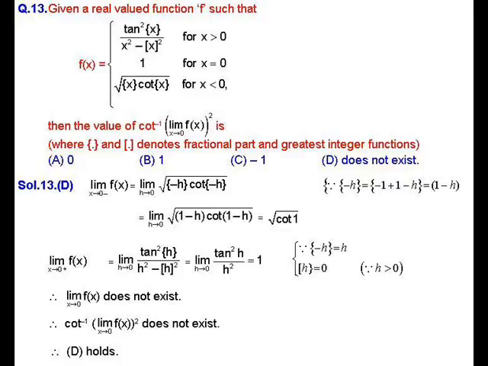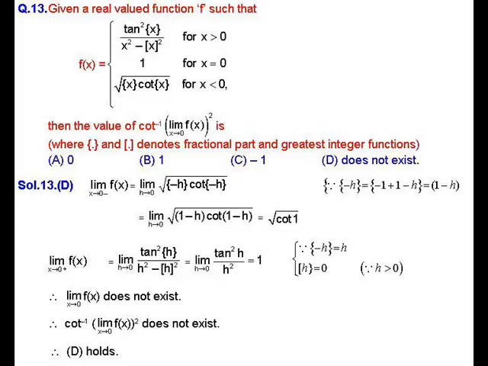Solution of question number 13. In this question we have a function and we have to find the value of cot inverse of the limit as x tends to 0 of f(x) to the whole square. So firstly we have to evaluate this limit because we don't know whether our function is continuous at x equal to 0 or not. If our function is continuous at x equal to 0, then the value of the limit is nothing but 1. Okay, so firstly we will evaluate this limit.